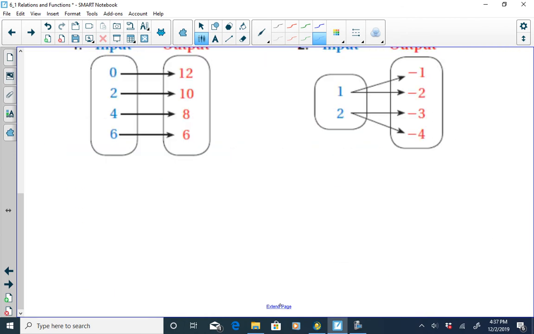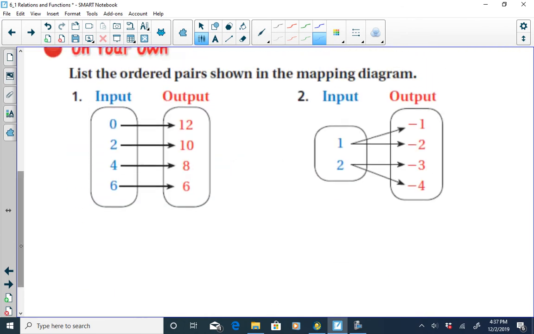Alright, let's try a couple more. We want to create the ordered pairs from the mapping diagram. So we have an input of 0 paired with an output of 12. We next have an input of 2 paired with an output of 10. Next we have an input of 4 paired with an output of 8. Then we have an input of 6 paired with an output of 6. So our ordered pairs would be 0, 12, 2, 10, 4, 8, and 6, 6.